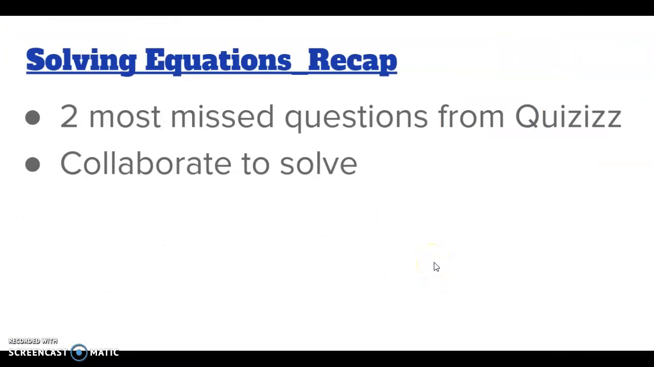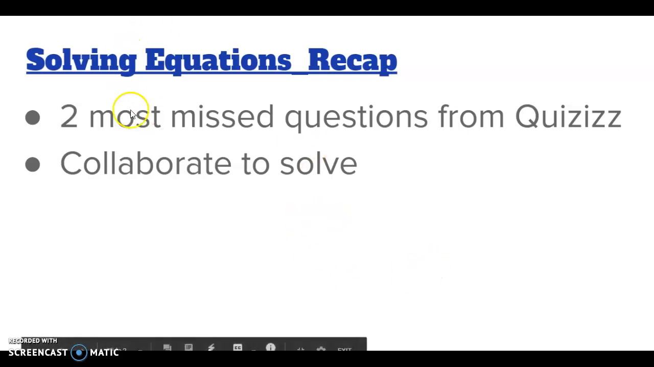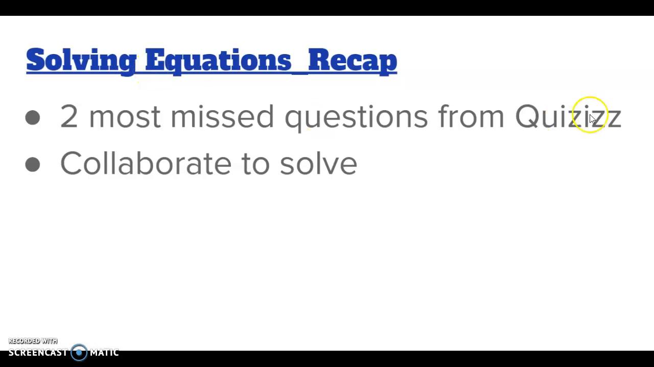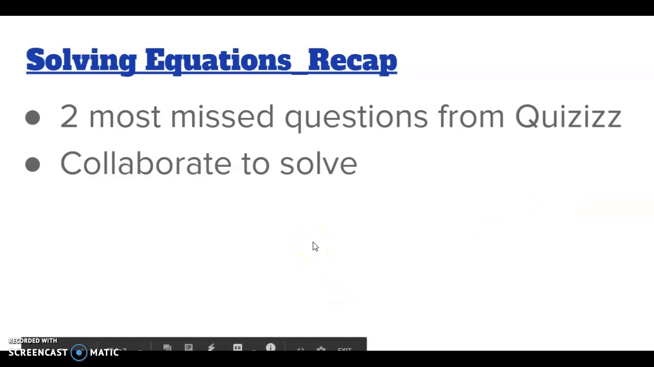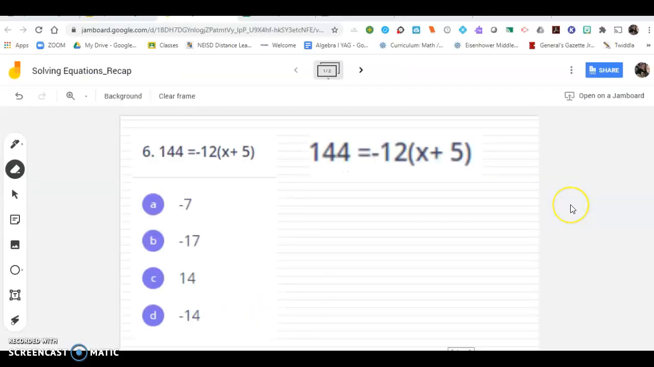Before getting started on our notes and the new topic for the day, we did a solving equations recap on the quizzes that we took last class, and we went over the 2 most missed questions. One of the most missed questions was number 6. Let's see here. Our first step always is to split our problem down the equal sign.